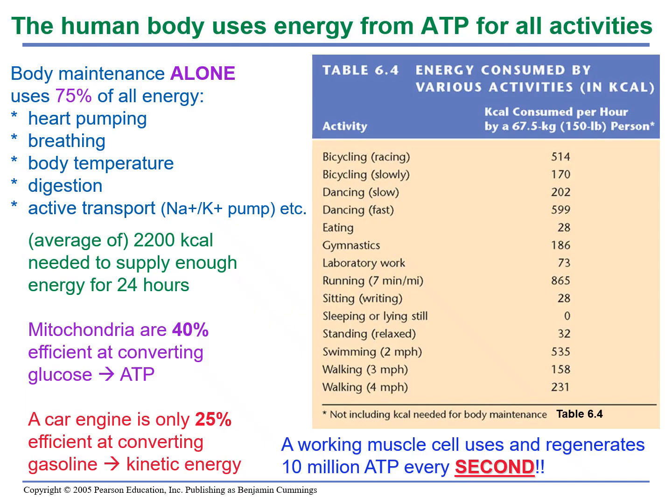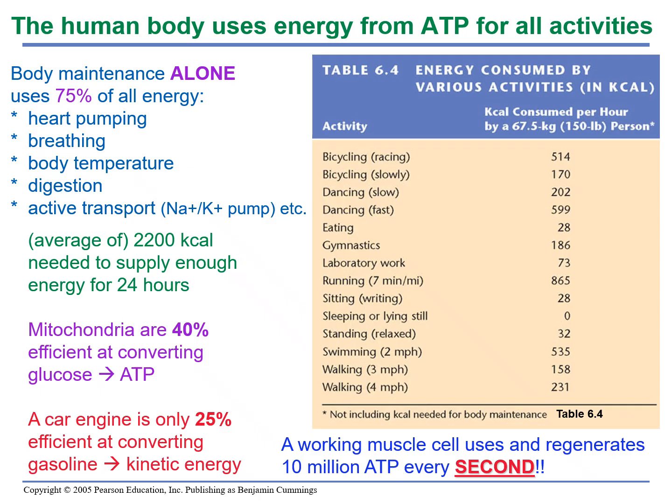So here are just a few statistics to review how the human body uses energy. The human body uses energy from ATP for all activities. Body maintenance alone uses 75% of all energy, and this includes our heart pumping, breathing, body temperature, digestion, and active transport, which we looked at in the last video, chapter 5. And on average, 2,200 kilocalories are needed to supply enough energy for 24 hours.